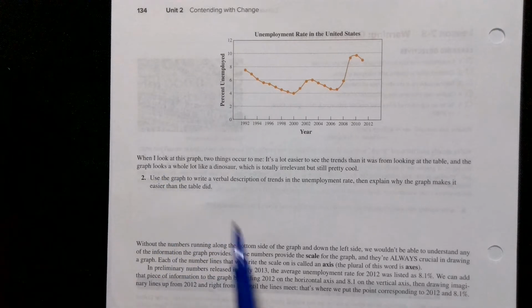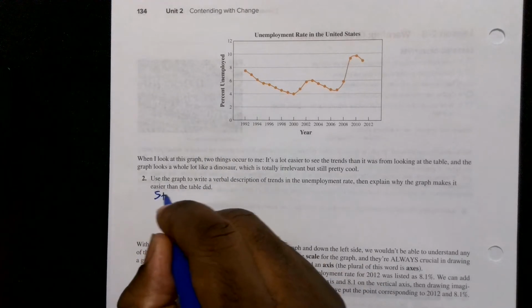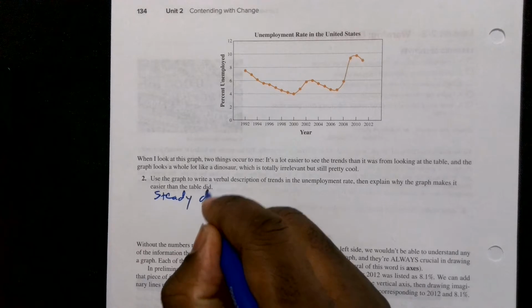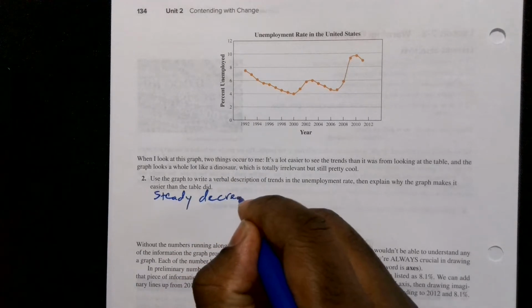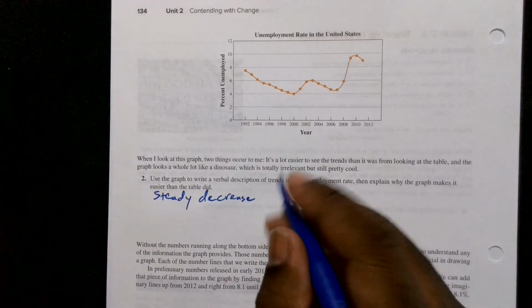So it says here, when I look at this graph, two things occur to me. It's a lot easier to see the trends than it was from looking at the table. And the graph looks a whole lot like a dinosaur, which is totally irrelevant but still pretty cool. Use the graph to write a verbal description of trends in the unemployment rate, then explain why the graph makes it easier than the table did. So basically, we can put a steady decrease, which we can see here from 1992 to 2000.